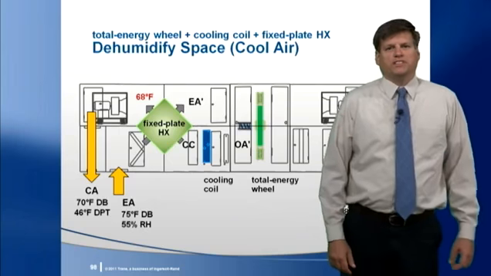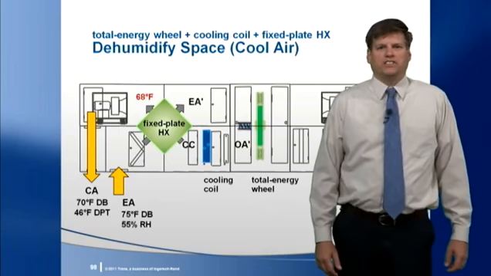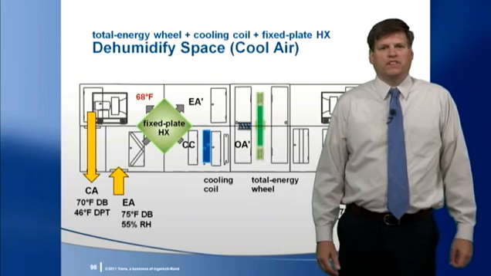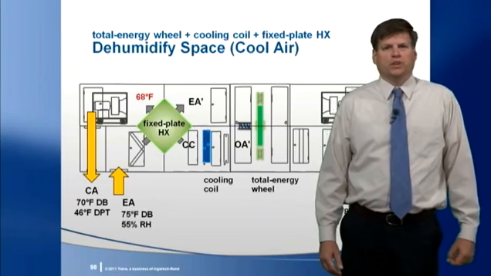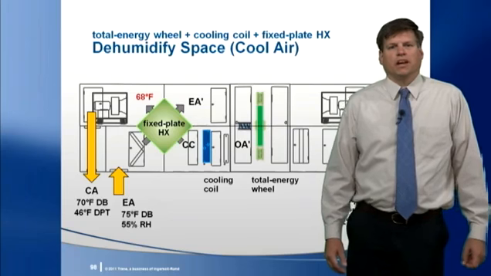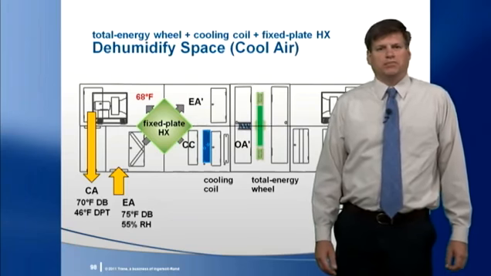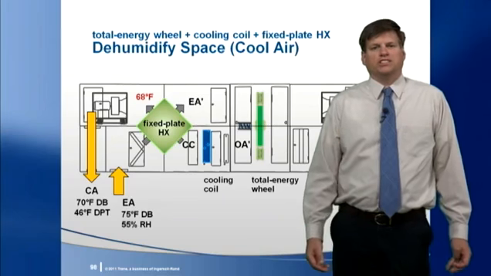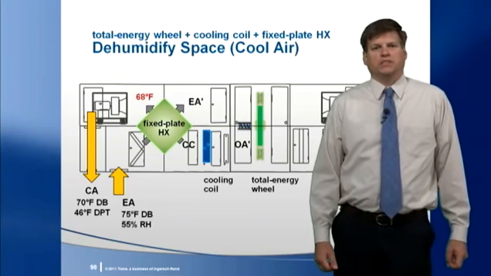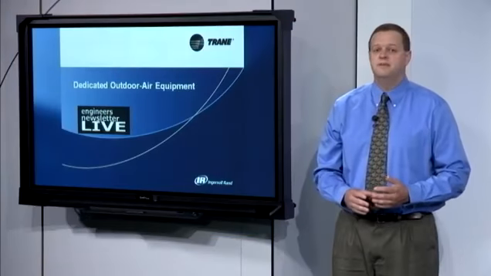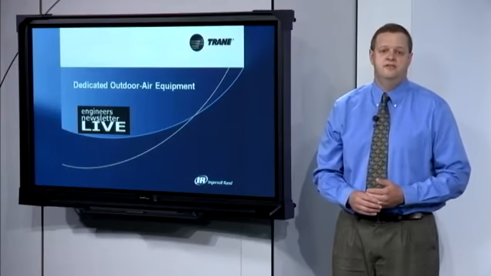A 70% effective energy wheel and a 65% effective plate exchanger will reduce the load on the dedicated unit's cooling coil by 53% versus a straight cool and reheat unit. A better way to look at this is that an energy wheel reduces the load by 37%, and the plate exchanger shifts 16% of the design load to the space equipment. Note that a sensible heat wheel would have similar performance to the plate heat exchanger.